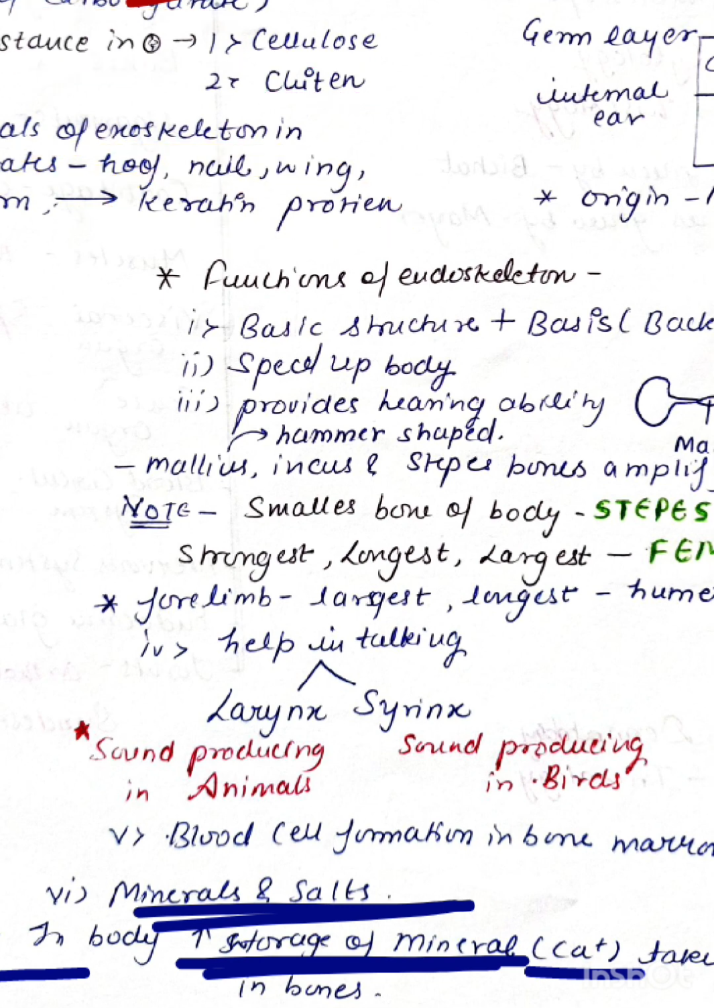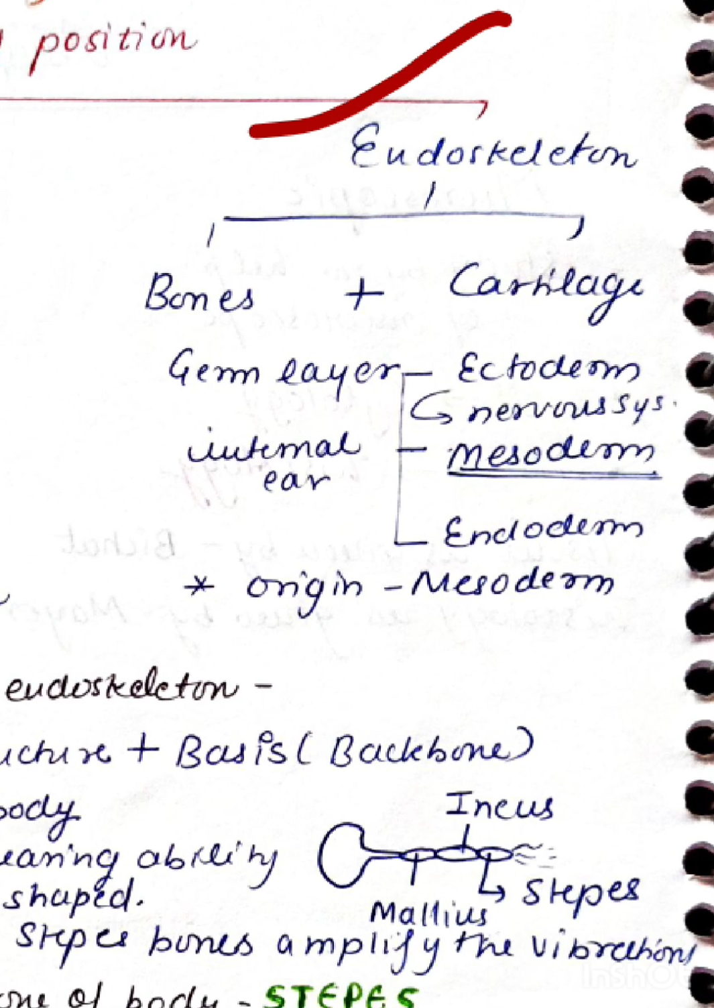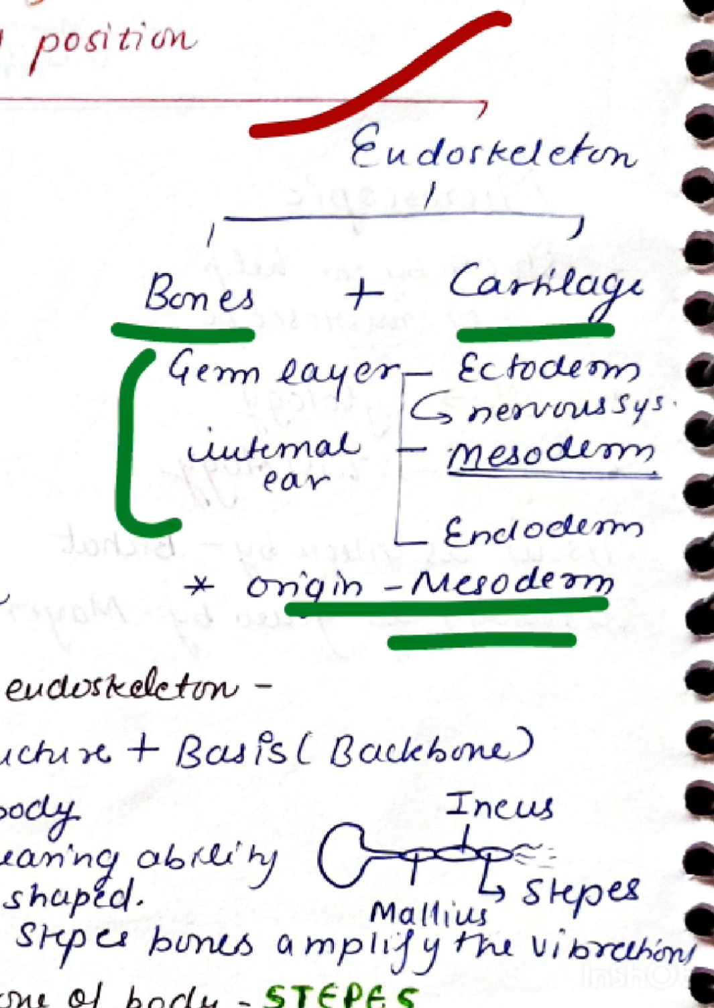So now we study the endoskeleton. Endoskeleton is basically made up of bones and cartilage. Endo means inner, so the inner skeleton or the innermost skeleton is basically divided into bones and cartilage. As we know, the origin of endoskeleton is mesoderm.